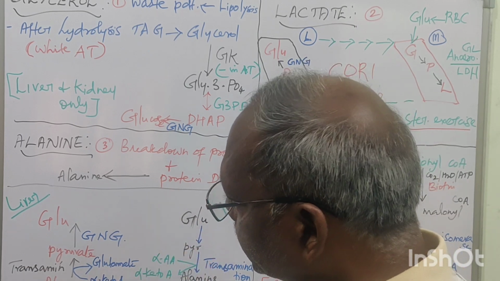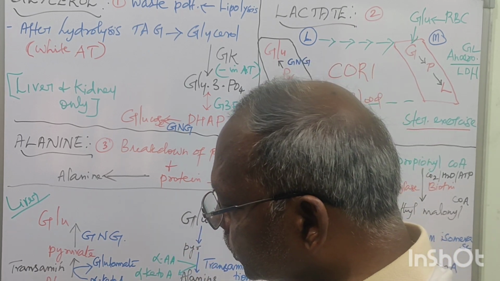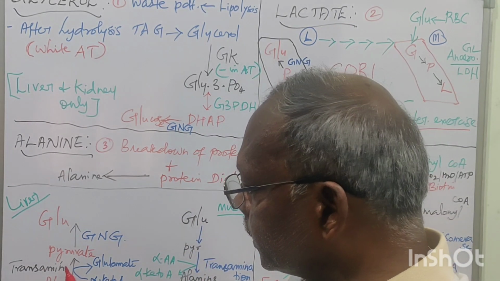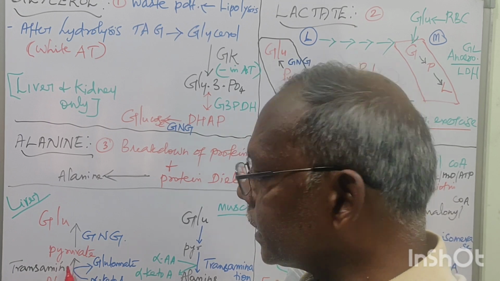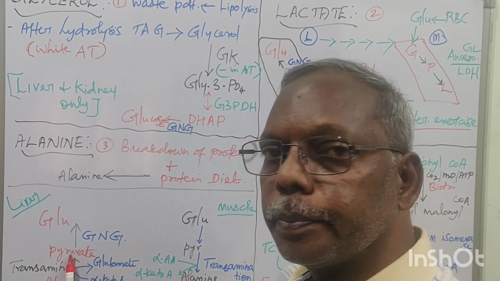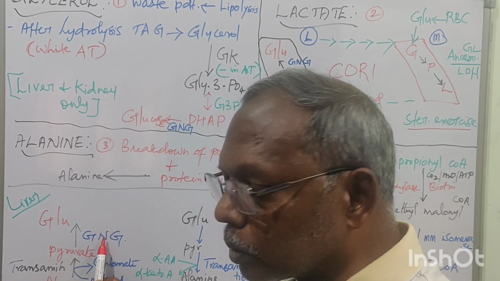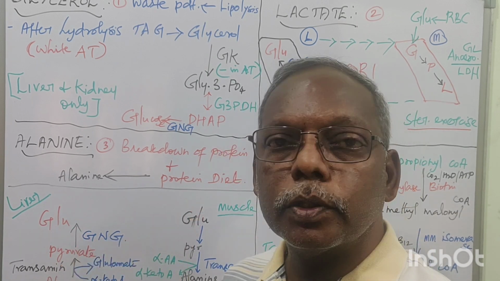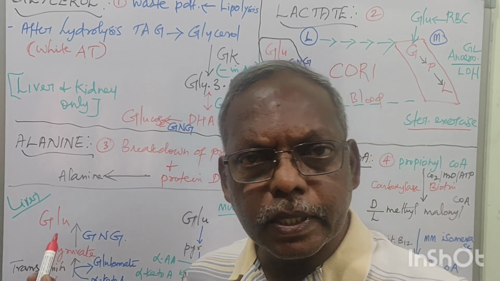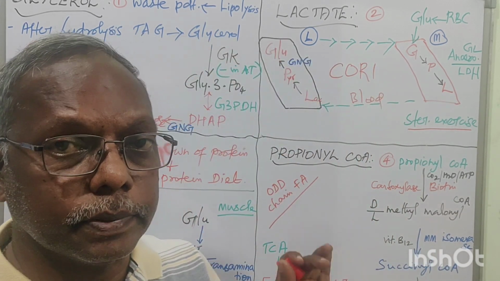Okay. So in the liver, this glucogenic amino acid alanine enters into the transamination reaction, converted into glutamate and pyruvate. Pyruvate enters into the gluconeogenesis pathway and finally produces glucose. This is the third non-carbohydrate substrate.